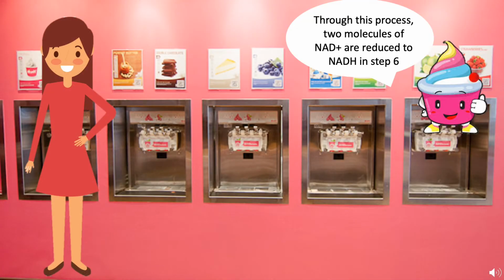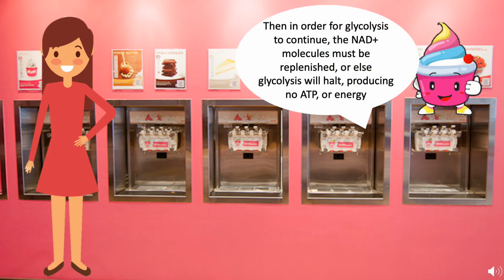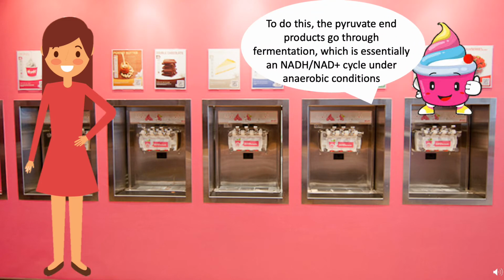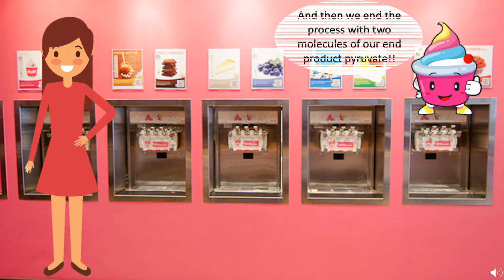Through this process, 2 molecules of NAD+ are reduced to NADH in step 6. Then, in order for glycolysis to continue, the NAD+ molecules must be replenished, or else glycolysis will halt, producing no ATP or energy. To do this, the pyruvate end products go through fermentation, which is essentially an NADH-NAD+ cycle under anaerobic conditions. And then we end the process with 2 molecules of our end product pyruvate.